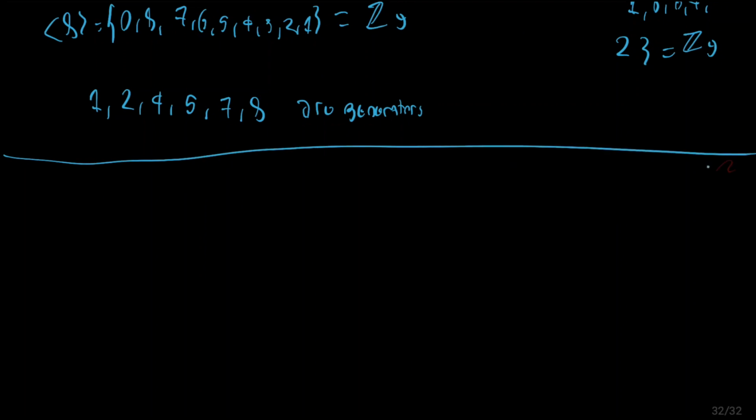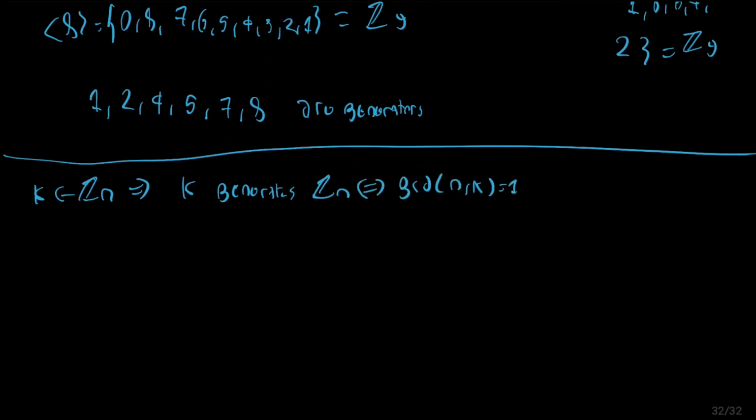For now, we want to prove that if we have k in Z of n, then k generates Zn if and only if the GCD of n with k is 1. So this is the current theorem that we will want to prove.